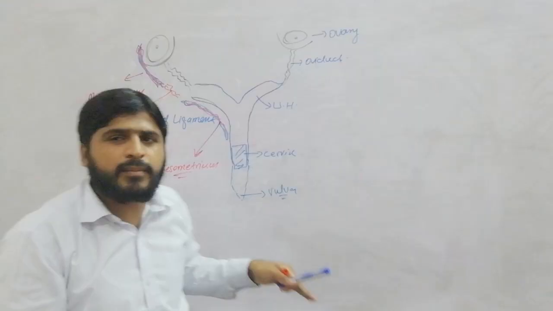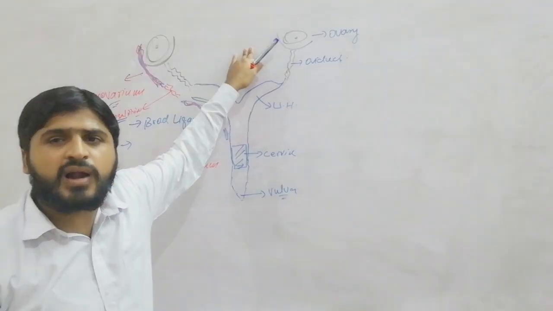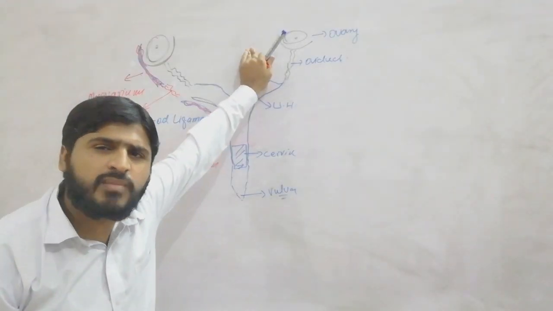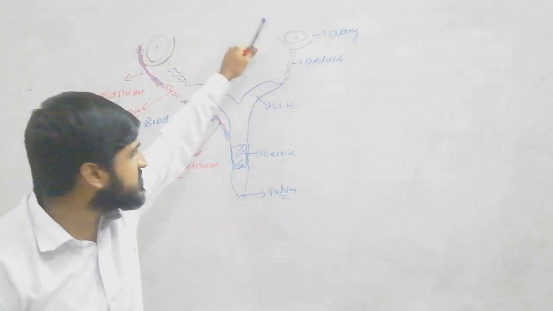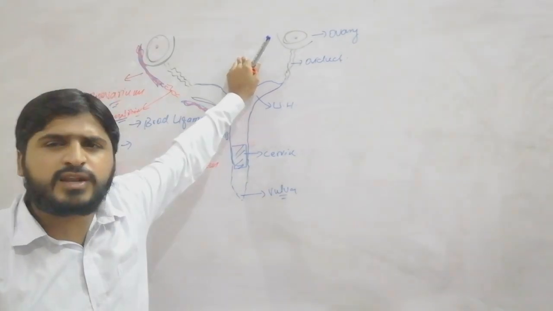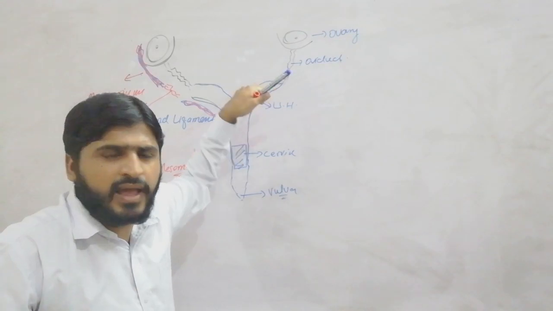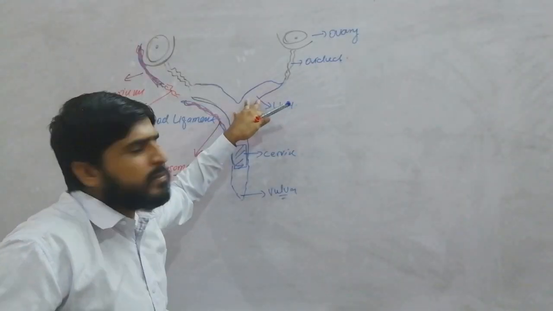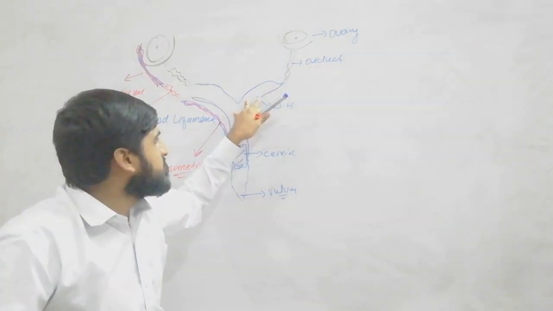And this broad ligament suspends the whole reproductive system of the cow and also supports it. If this broad ligament were not present, the reproductive system of the cow would have no shape or place in the cavity of the body.